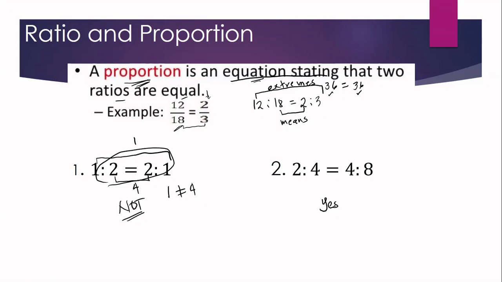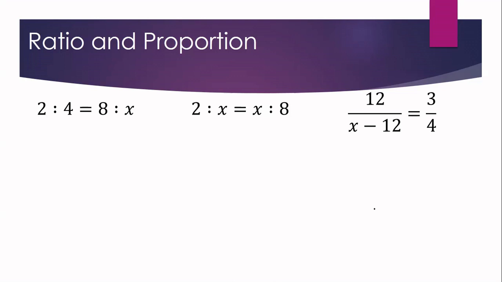Yes, it is a proportion because if we get the product of the extremes, 2 times 8, that is 16. And the product of the means, 4 times 4, that is also 16. So the product of the extremes is equal to the product of the means. Therefore, this equation is a proportion.